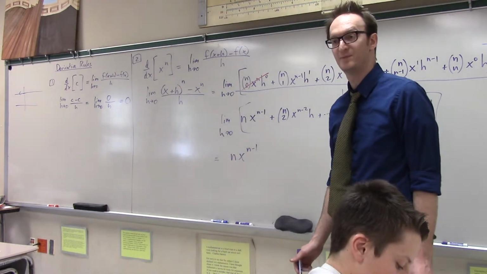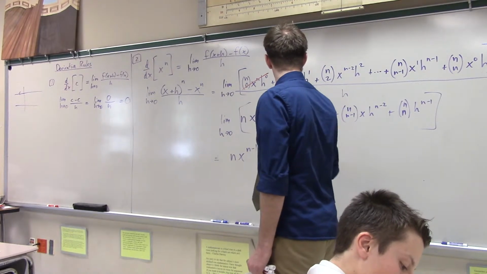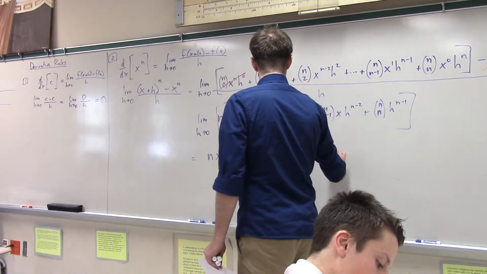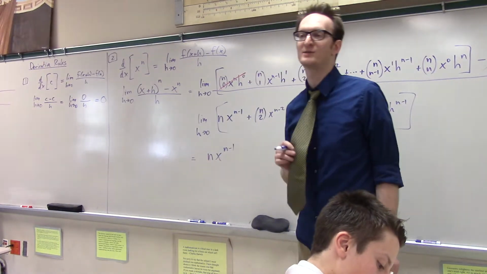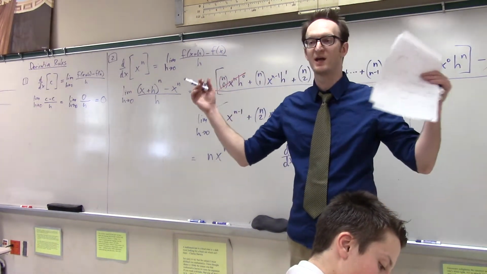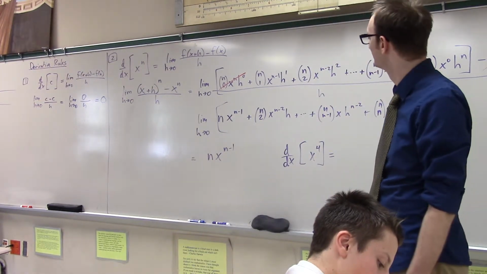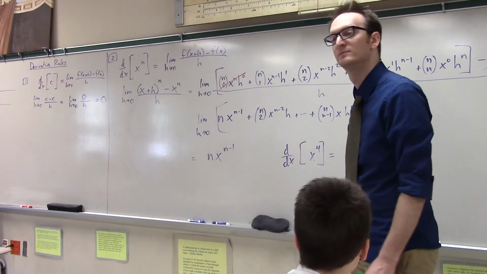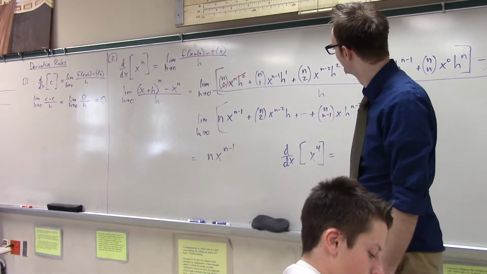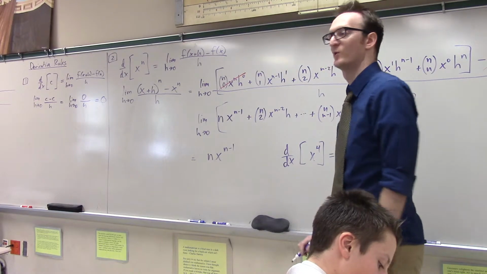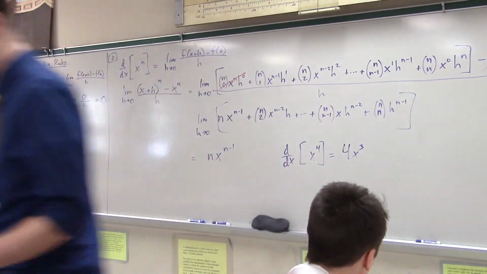Let's do one. Ready? What is the derivative of x to the 4th? You have a choice. You can either use the so-called definition of the derivative, make a giant thing and expand it all out, or apply the power rule. Answer? 4x cubed. So easy, so simple, so wonderful.